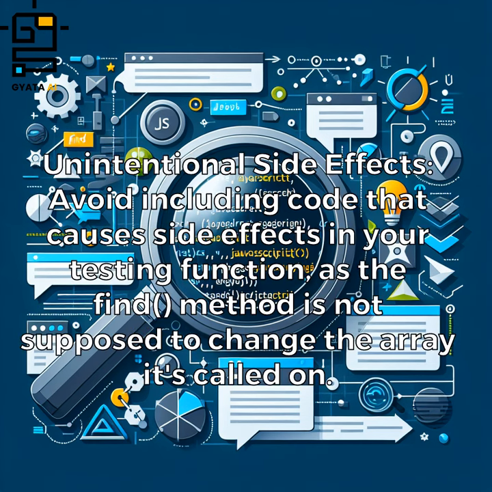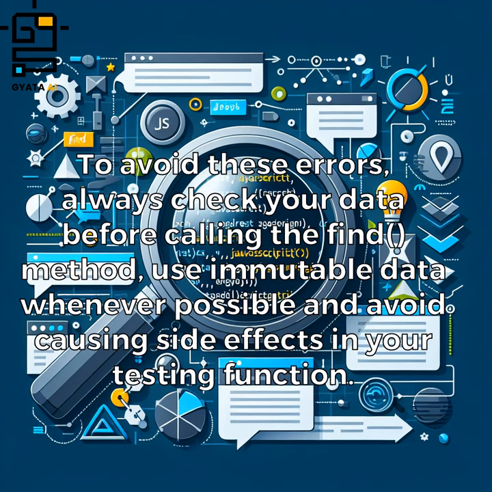Unintentional side effects. Avoid including code that causes side effects in your testing function, as the find method is not supposed to change the array it's called on. To avoid these errors, always check your data before calling the find method, use immutable data whenever possible, and avoid causing side effects in your testing function.